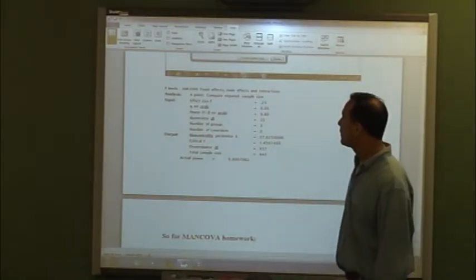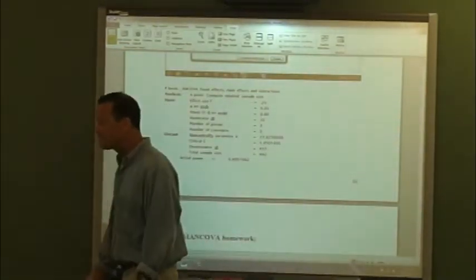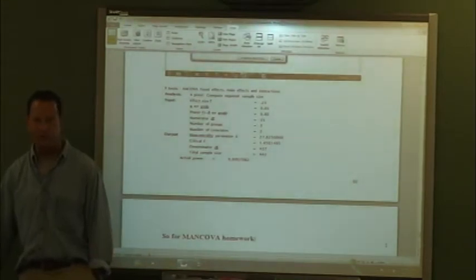So, again, you will need to have an idea of what your R squared is to do a power analysis for an ANCOVA.